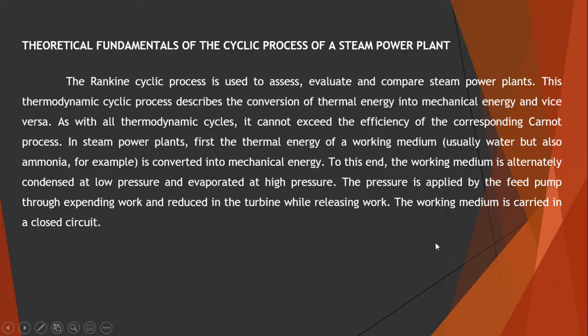Theoretical fundamentals of the cyclic process of a steam power plant. The cyclic process used here is the Rankine cyclic process, which was used to assess, evaluate, and compare steam power plants. This thermodynamic cyclic process describes the conversion of thermal energy into mechanical energy and vice versa. It is widely used by power plants such as coal-fired power plants or nuclear reactors.